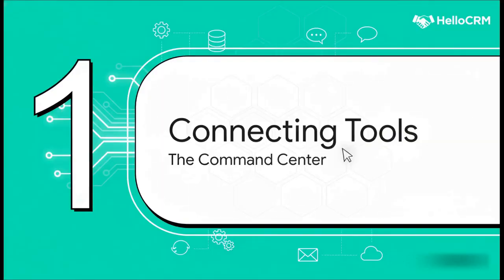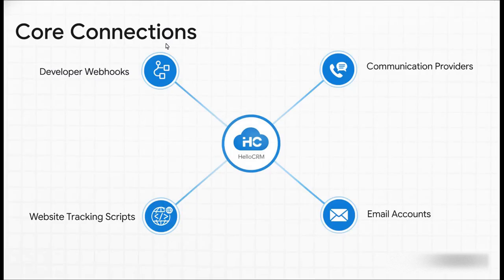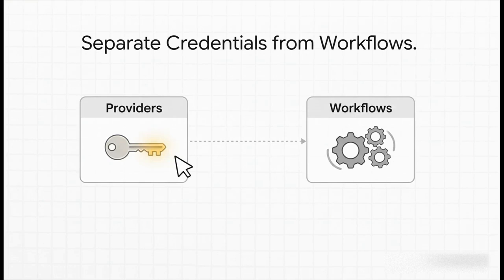First things first, let's connect your tools. I want you to think of this area as your central command center. It's the foundation for literally everything else you're going to do in HelloCRM. So the very first step is to get all of your external tools connected. This means linking up your communication providers for things like text and voice, connecting all your team email accounts, adding your website tracking scripts, and setting up any developer webhooks, which, by the way, are just automated messages that get sent from one app to another when something happens.